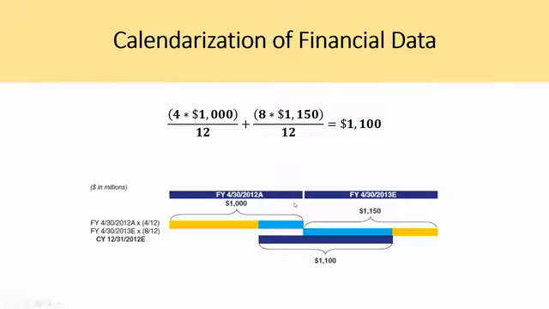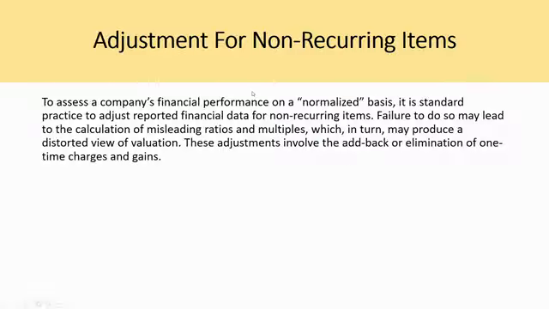And so if they report in April 30th, then you multiply it by 4 divided by 12 plus 8, the difference between 12 minus 4, multiply it by the expected annual sales figure of $1,150 divided by 12 to get a calendarized sales figure of $1,100. Okay. So also you need to make adjustments for non-recurring items.